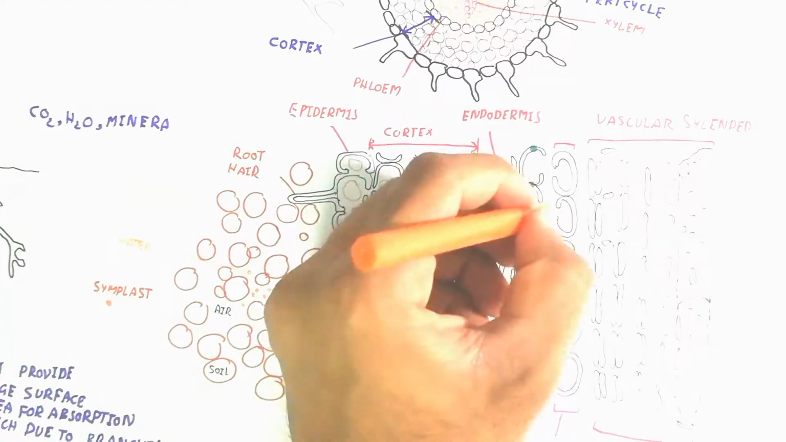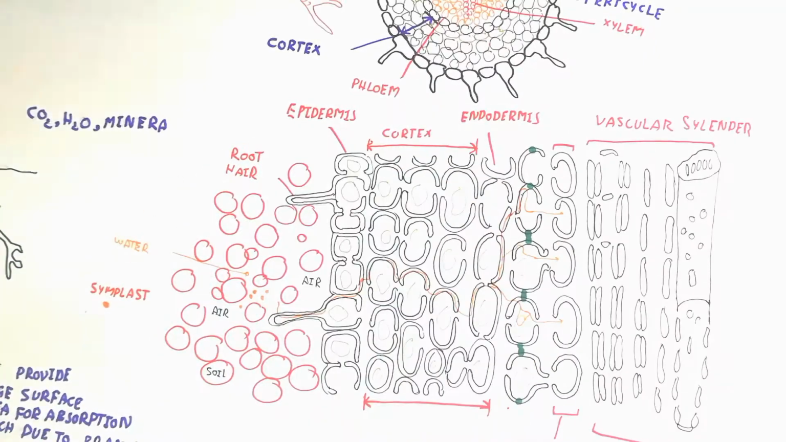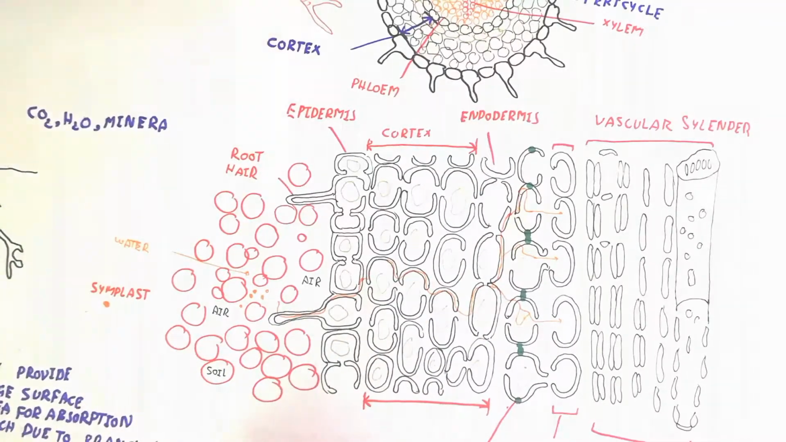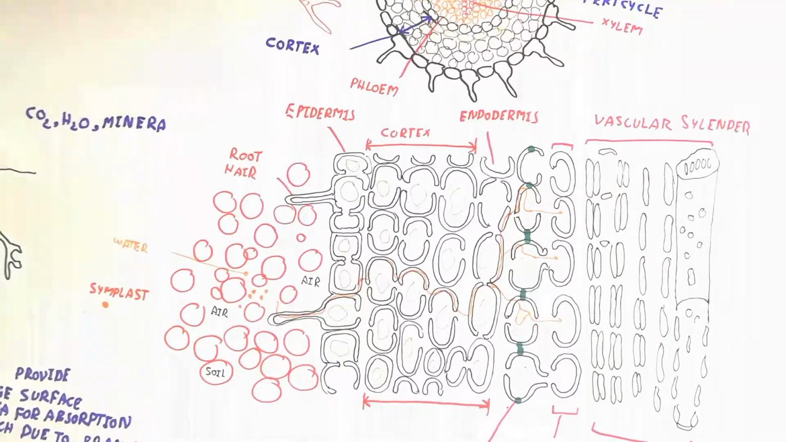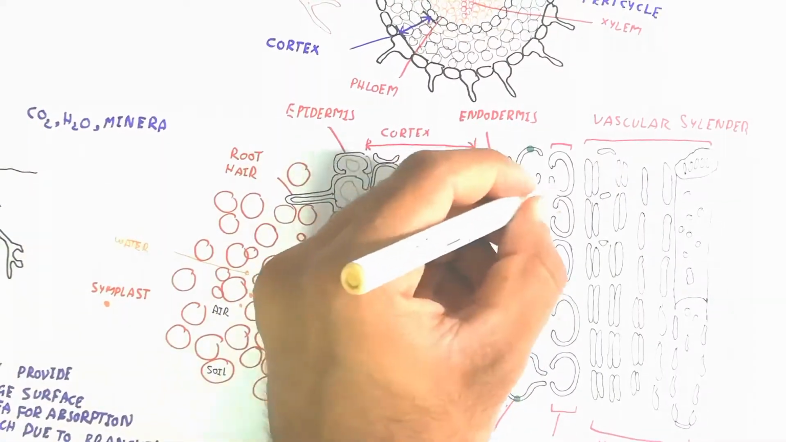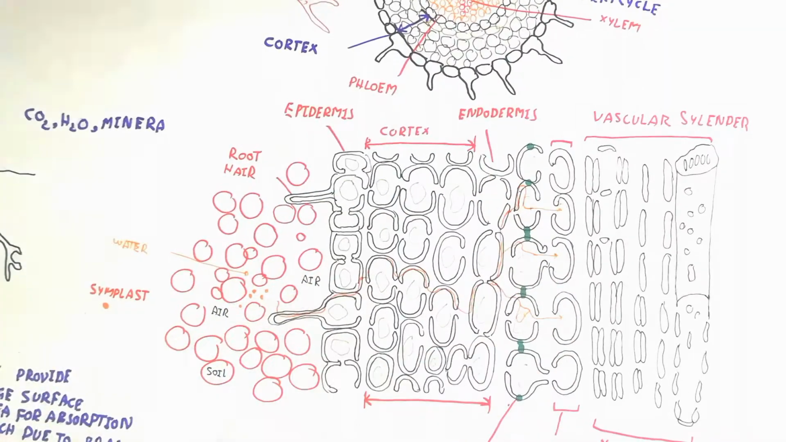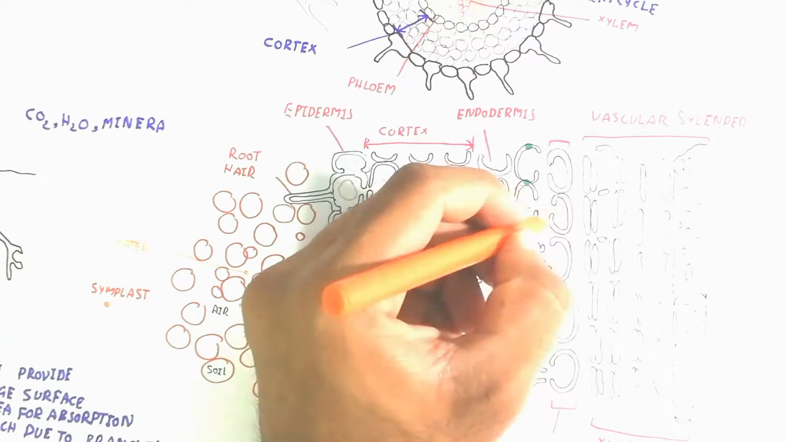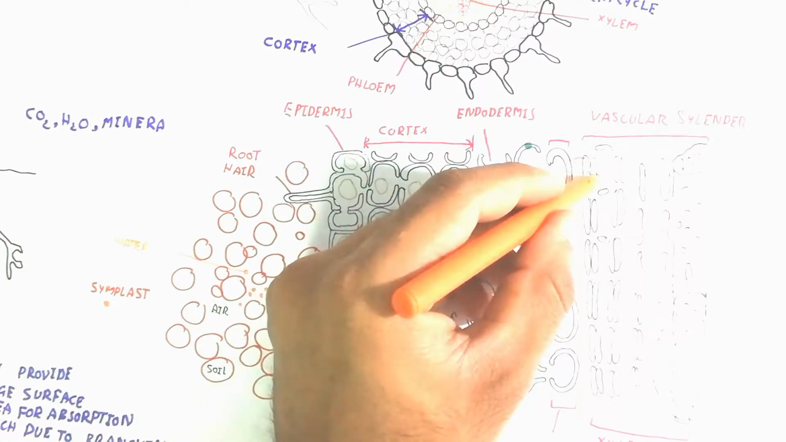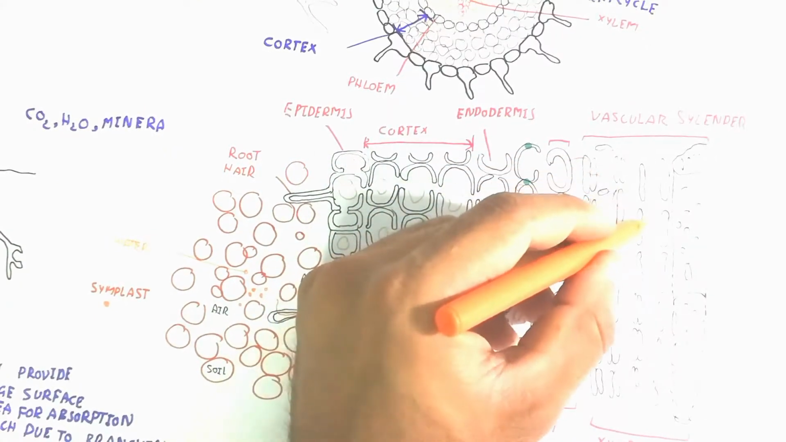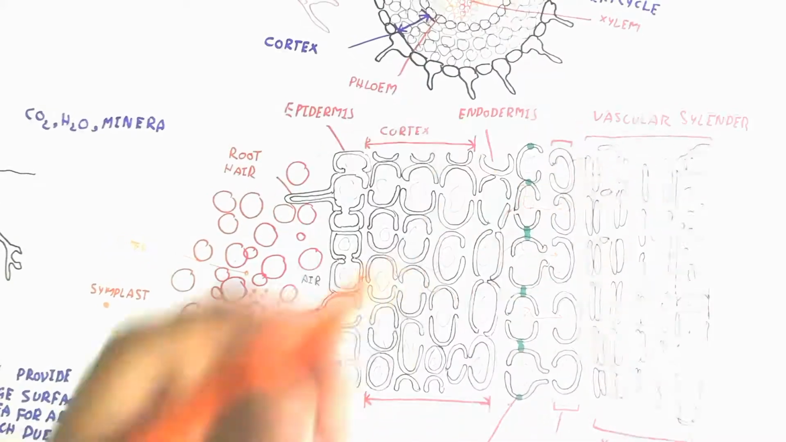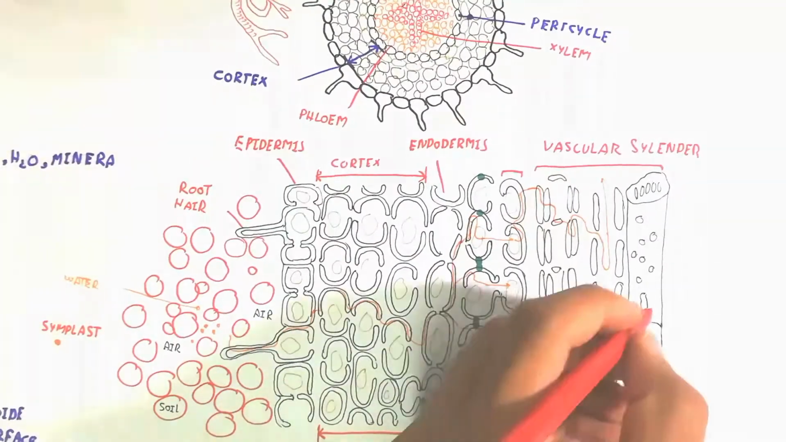So here the Casparian strip is present in the endodermis. The endodermis is composed with the Casparian strip. The Casparian strip is lignification, calcification and wax deposition, which creates a hydrophobic interaction, and water will not move by cell wall to cell wall. There is a movement of cell wall to cell.